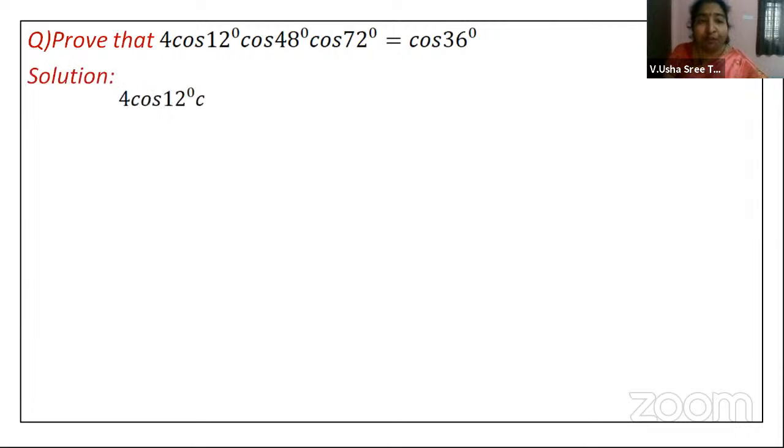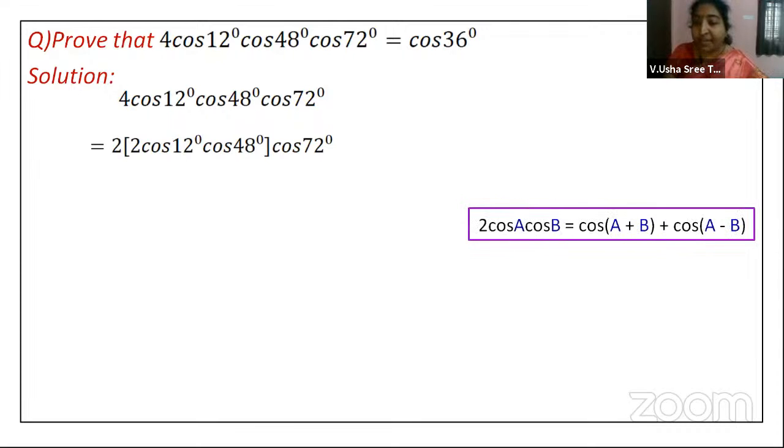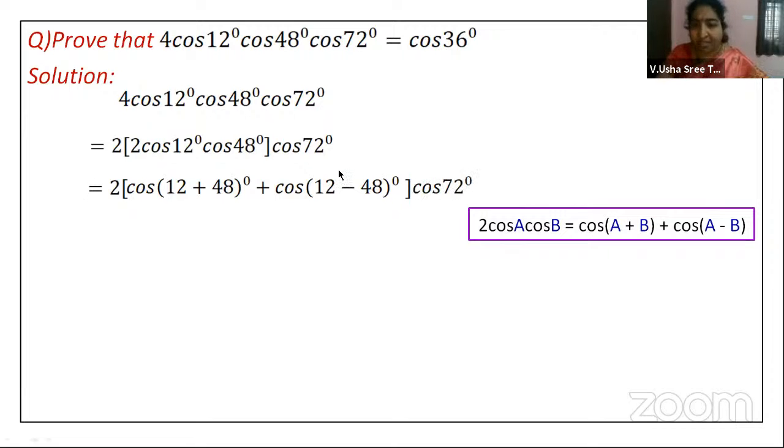Now, 4 cos 12 cos 48 cos 72 is our LHS. Instead of 4, we are splitting it as 2 into 2. So 2 into (2 cos 12 cos 48) into cos 72. Okay. Then observe this bracket part, 2 cos 12 cos 48. It is looking like 2 cos A cos B. Just now we have seen the formula as cos of (A plus B) plus cos of (A minus B) is 2 cos A cos B. Therefore, we can write this bracket part as (cos of (12 plus 48) plus cos of (12 minus 48)) into cos 72 degrees. Of course, we are not disturbing this cos 72 degrees.